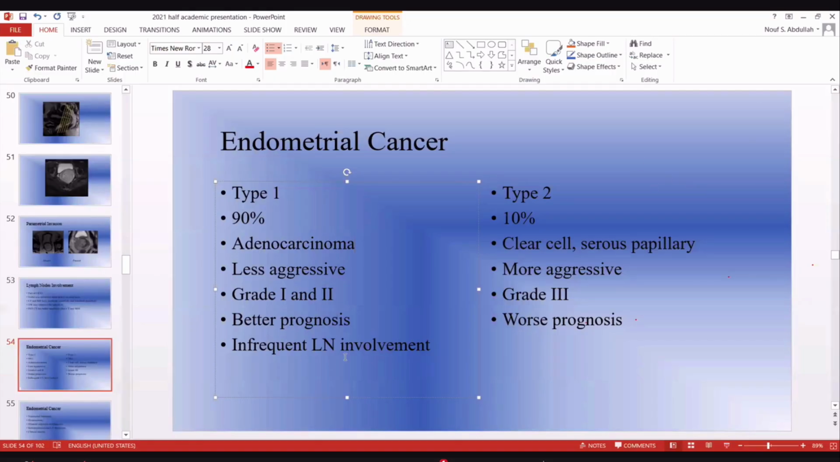Type 2 is the less common type, representing 10%. Usually could be clear cell or serous papillary. I will show you a few cases like that. It's usually very aggressive. Usually by pathology, it has grade 3 and it has a worse prognosis. So this is theory, important for you to memorize.